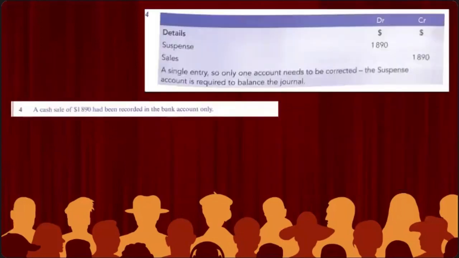Next is a cash sale of 1,890 had been recorded in the bank account only. We correct this by using suspense account in debit because it is only recorded in bank. So this is only a single entry where only one account needs to be recorded. And we credit the sales account to record the cash sales as we haven't recorded before.